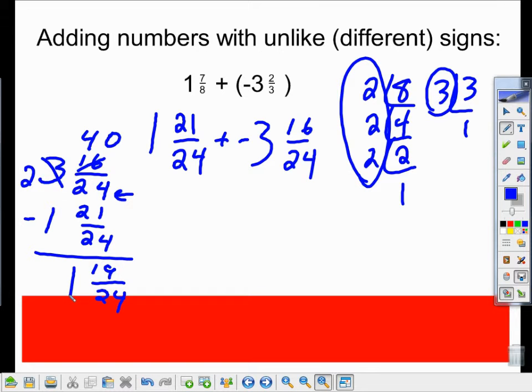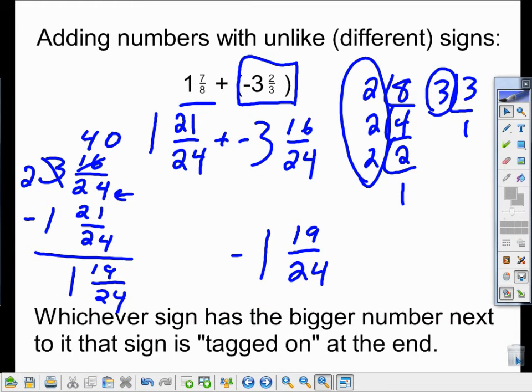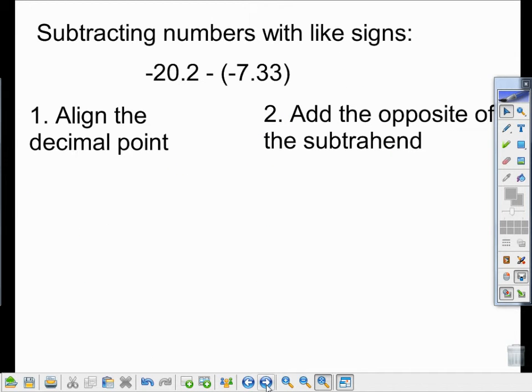1 and 19 24ths is not quite our answer. It is the difference between these two, but we need to ask ourselves something back at the beginning of the problem. Which number was bigger? Was the negative number bigger or the positive number? It is clear that the negative number is bigger, so therefore our answer needs to be negative. Whichever sign has the bigger number next to it, that sign is tagged on at the end. If this was negative 1 and 7/8, well, then the answer would have ended up being positive. Now, if we look at the next problem here, we are subtracting numbers with like signs.